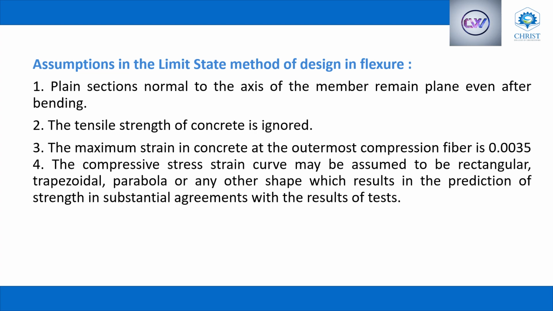Fourth one: the compressive stress-strain curve may be assumed to be rectangular, trapezoidal, parabolic or any other shape which results in the prediction of strength in substantial agreement with the results of tests. So based on the nature of the concrete, we have to conduct suitable tests and then decide the shape of the stress-strain curve. But in IS 456, an acceptable shape is provided, which is discussed in the next slide.